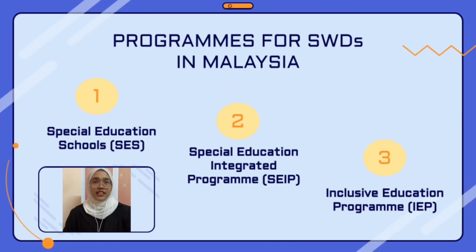Let's go! In Malaysia, we have 3 programs offered for students with disabilities. So the first program is Special Education Schools, or Sekolah Pendidikan Khas, and these schools offer a unique curriculum specialized for children with disabilities. We also have the Special Education Integrated Program, or Program Pendidikan Khas Integrasi. This program offers specific classes within mainstream schools for children with disabilities. And then we also have the Inclusive Education Program, or Program Pendidikan Inklusif, which aims to integrate special needs children into mainstream classes, but with the support of extra teaching aids and additional assistance.